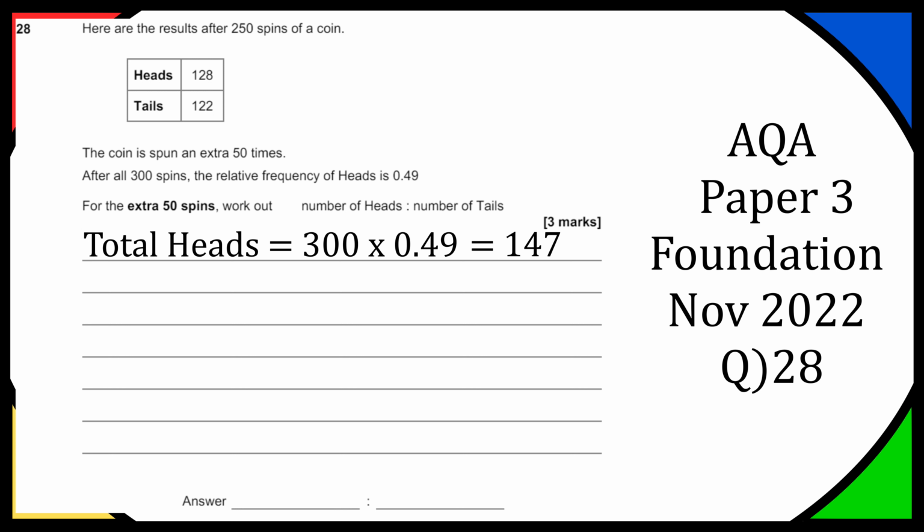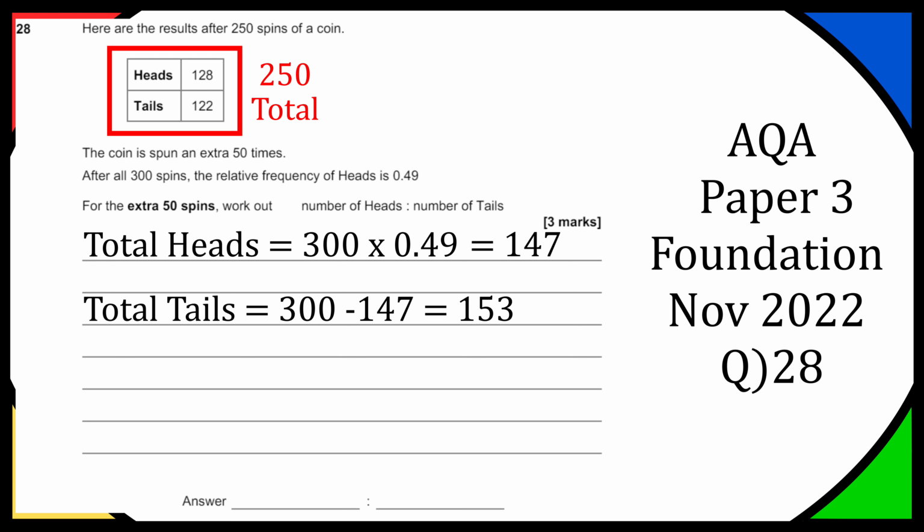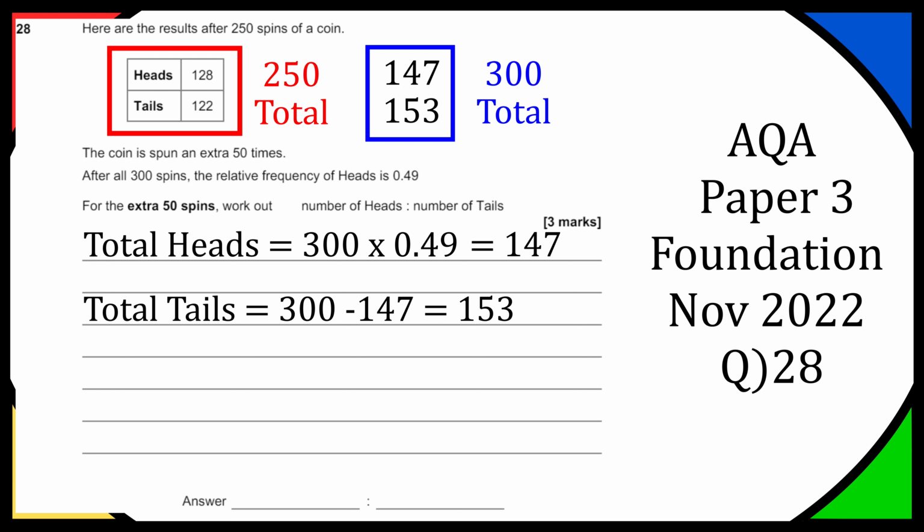So the remainder are going to be tails, I presume. They haven't described that the coin can land on its side, so I'm assuming the rest will be tails. So total tails is going to be 300 minus 147 because it's going to be minus the heads. That's going to leave us with 153 tails. So now we've got the results from the first 250 spins and then the results from the 300 spins. So all we have to do now is look at the difference and we can work out how many heads there were and how many tails.